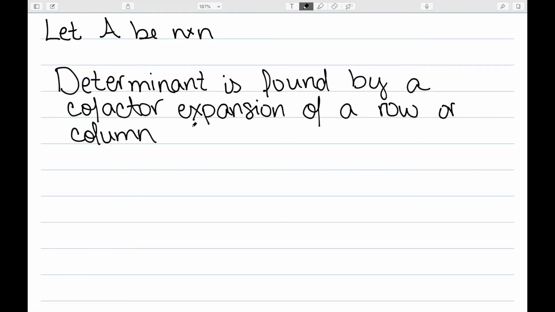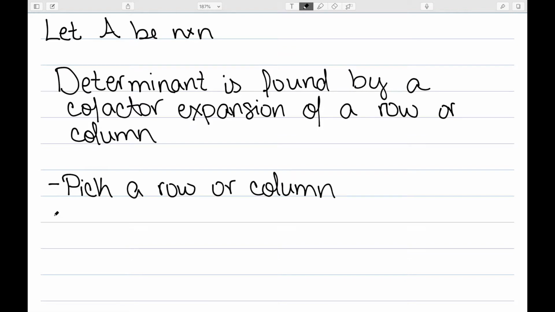I'm now going to let A be a general n by n matrix, and this time I want to be able to find the determinant of this general matrix. A determinant is found by a cofactor expansion of a row or a column. So I'm going to use this idea of cofactors to find my determinant. The first step will be to pick a row or a column that we want to use. If you have a row or a column with zeros in it, that would be ideal. If you don't, you can pick any random row or column.